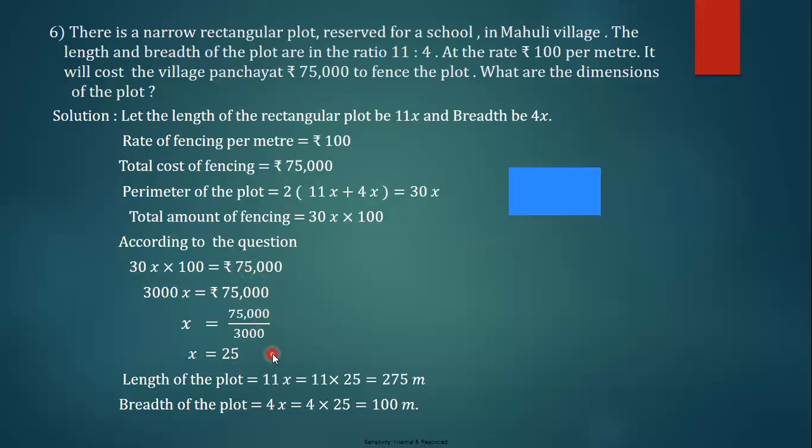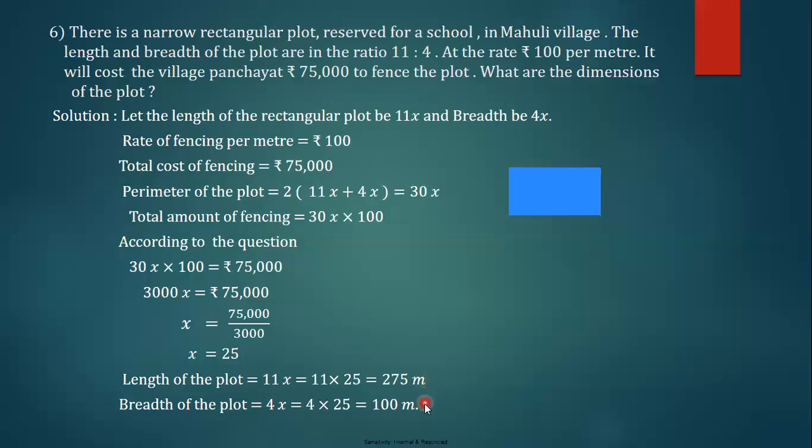So we have got that unknown. The length of the plot we considered as 11x, and we got the value of x as 25, so 11 into 25 is equal to 275 meters. The breadth of the plot is 4x, so 4 into 25 is equal to 100 meters. So we got the length as 275 meters and the breadth as 100 meters.